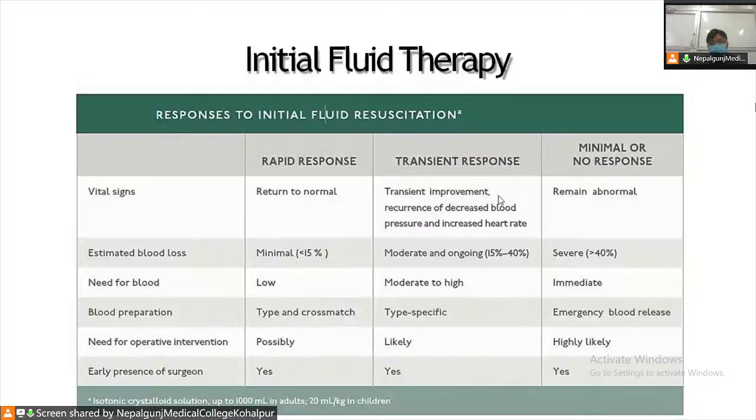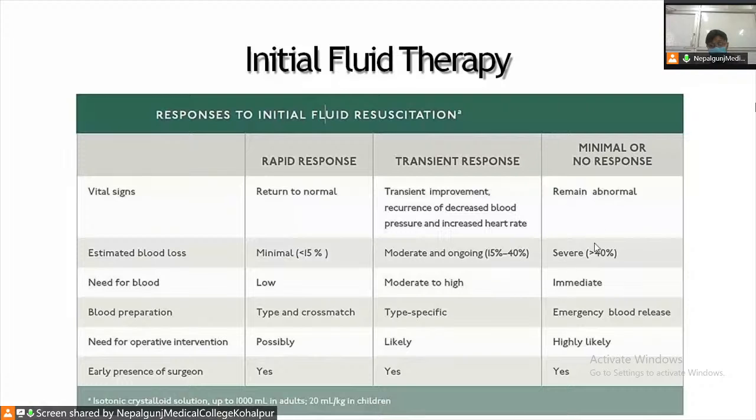In transient response, the response is transient, such that resurgence of decreased blood pressure and increased heart rate is still seen in this case. So there is moderate to severe blood loss, and there might be a need for blood in the transient response. So type specific blood is used, then cross match. We don't do cross match in this case, and we can use type specific blood.